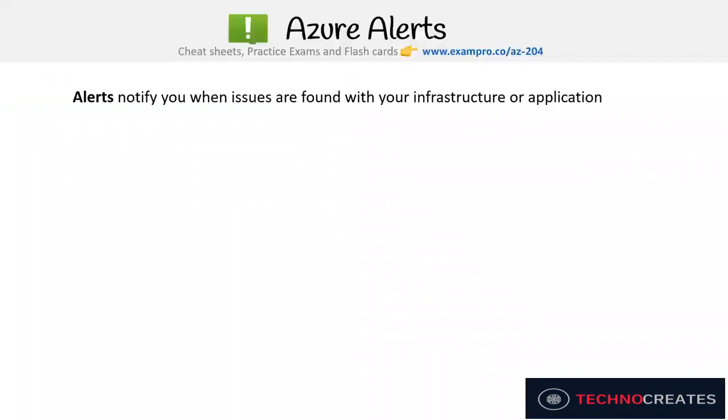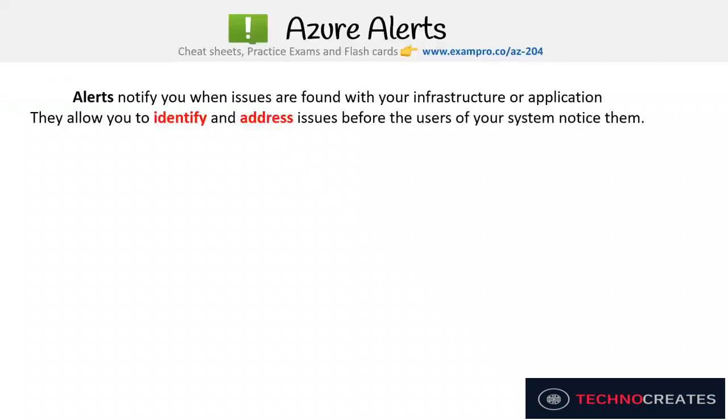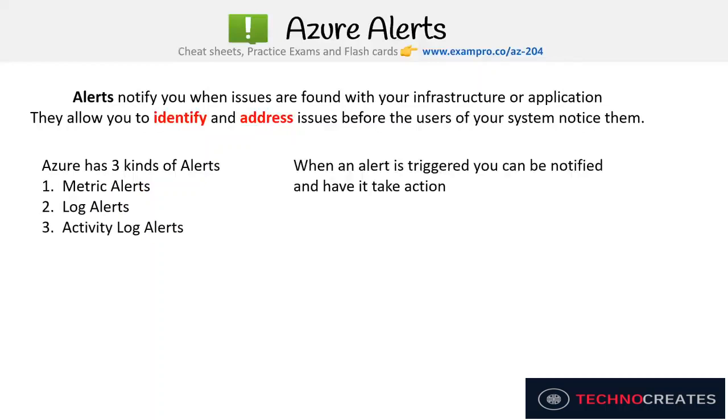Let's take a look here at Azure Alerts, and this helps us be notified when there are issues found within the infrastructure or application, and this allows us to identify and address issues before the users of your system notice them. And so they come in three flavors. We've got metric alerts, log alerts, and activity log alerts. And when an alert is triggered, you can be notified or have it take action.